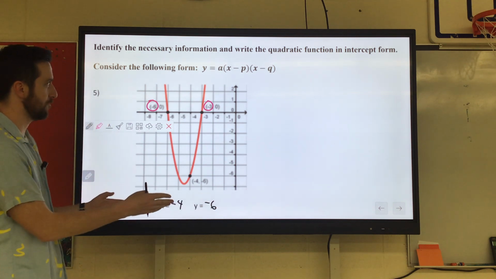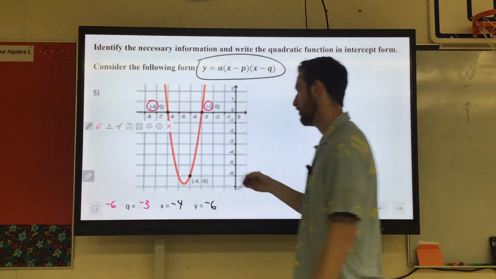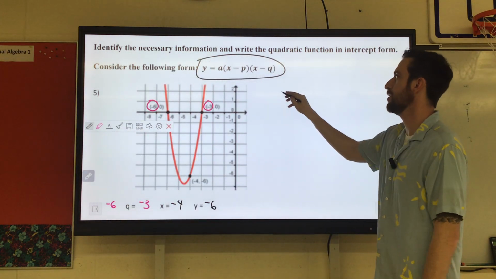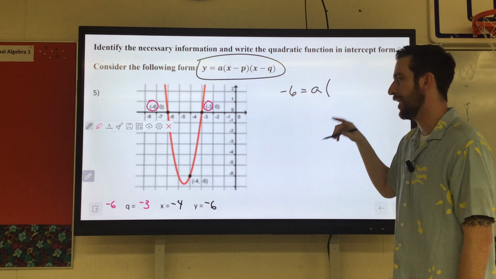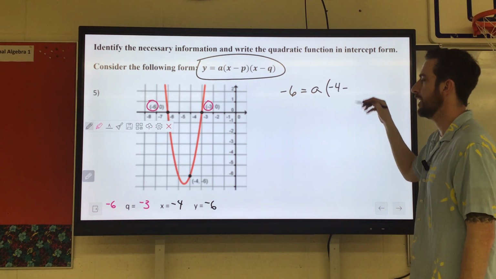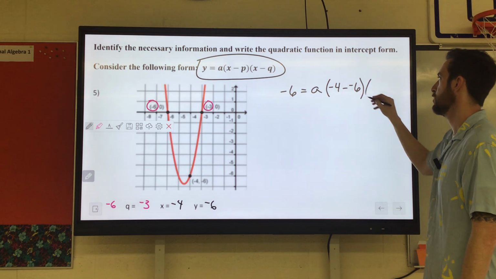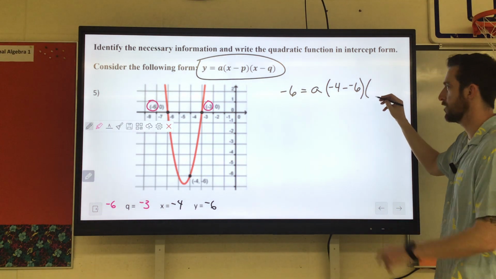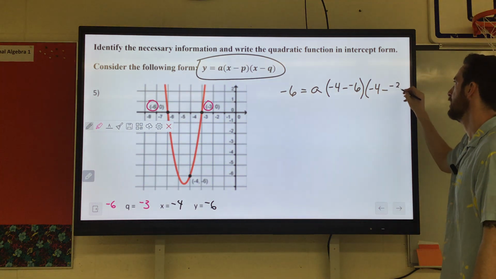Let's take this information and plug it into the general form they gave us. So it says y equals, our y is -6, equals a, we don't know. But then it says x minus p, so we'll have -4 minus p, we said was -6. And then x minus q: x is -4, minus q is -3.